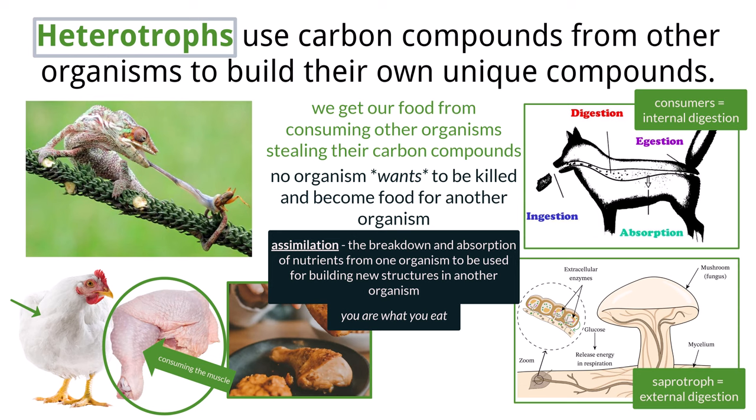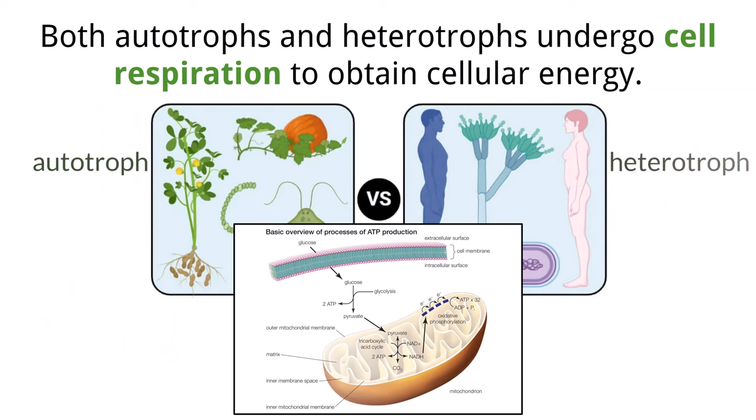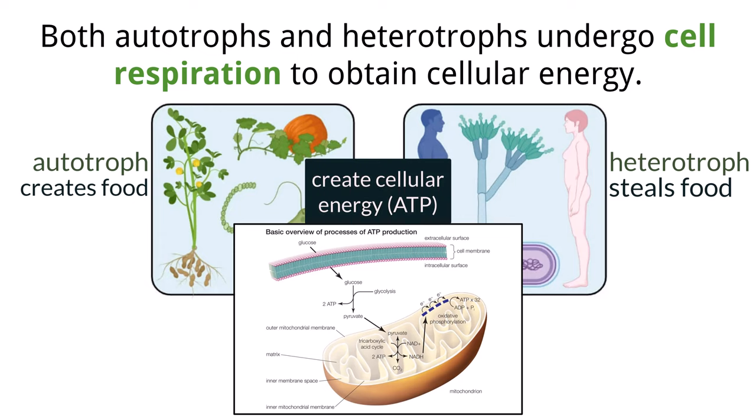In either case, because the organic compounds that organisms consume are generally large polymers, they need to be broken down into their smaller monomer forms via digestion before they can cross the threshold and enter the cells of the organism. While autotrophs and heterotrophs obtain their food in different ways, by either synthesizing it or stealing it, they use their food for the same purpose, to create cellular energy in the form of ATP.